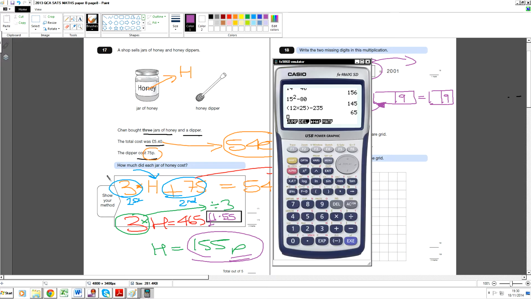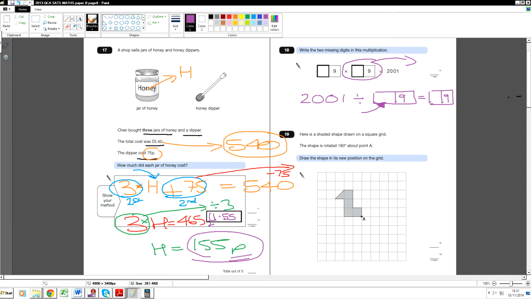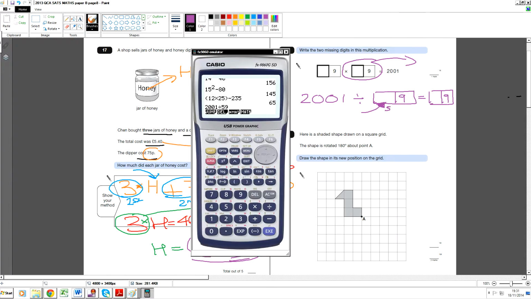Now, if you get a calculator, move it to one side. The start of the calculation is 2001 divided by. What number do you reckon we should start with first? 19. Nice big digit. Okay, let's start with 5. Put 5 in here, so 59. Let's see what this gives us. That gives us an answer of 33.9. That's not the right answer.